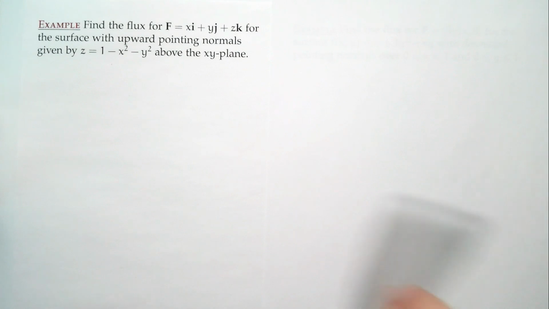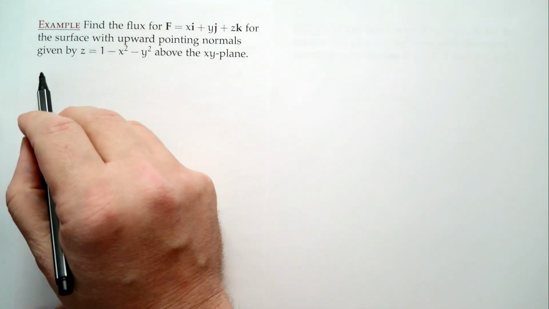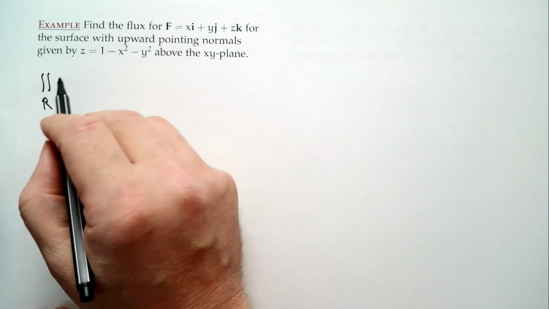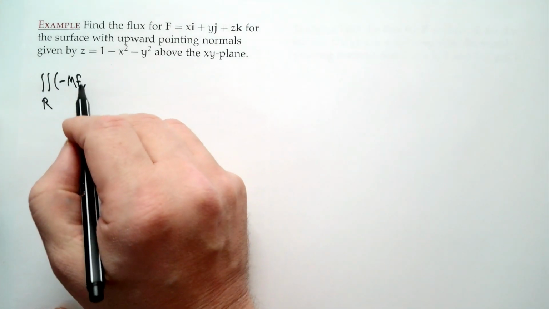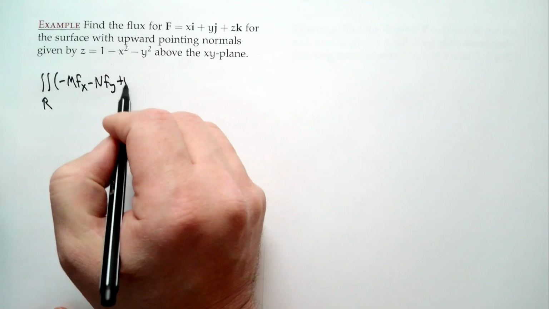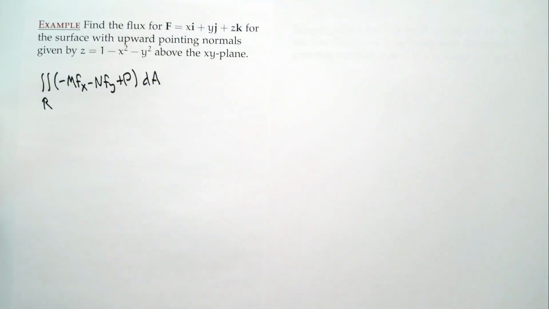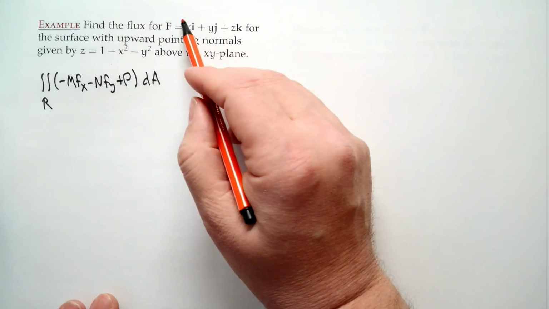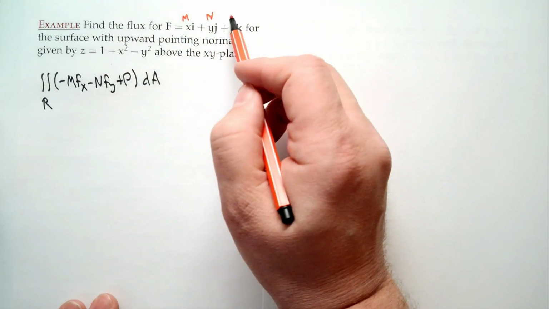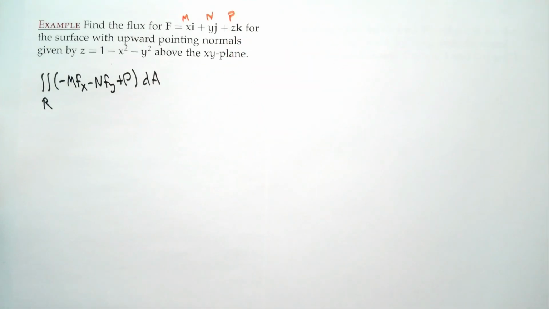So the formula says we're going to integrate over our region of minus M f sub x minus N f sub y plus P dA. What we have to do is identify what M, N, and P are, what our function f is, what our region R is, and once we have all those pieces in place, we just put it together and life is good. Now M, N, and P come from your F. So here's M, N, and here's P. Those are going to be given to you.